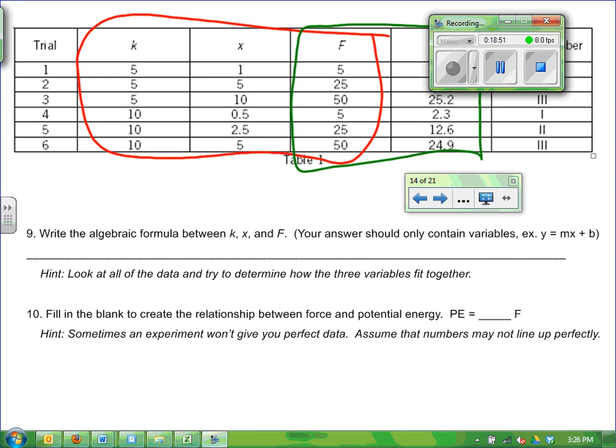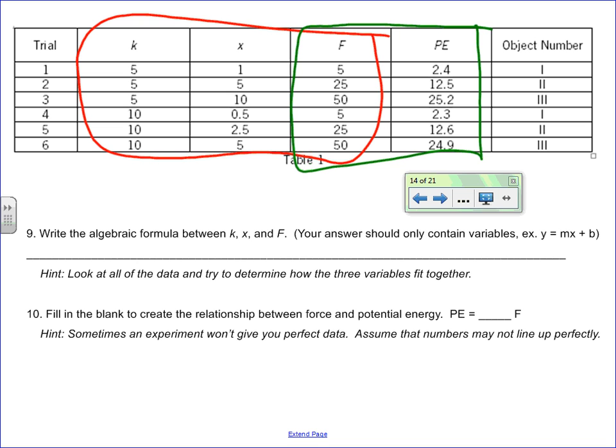All right, if you're pressing play at this point, that means that you have discovered both formulas for 9 and for 10. So just like we did in the practice, first we're going to come up with a relationship that relates K, X, and F. What we're doing here is creating what's called a model. We collected a whole bunch of data, and now we're trying to figure out what the data means. We're then going to use this model to answer all of the other questions once we have this formula written down.